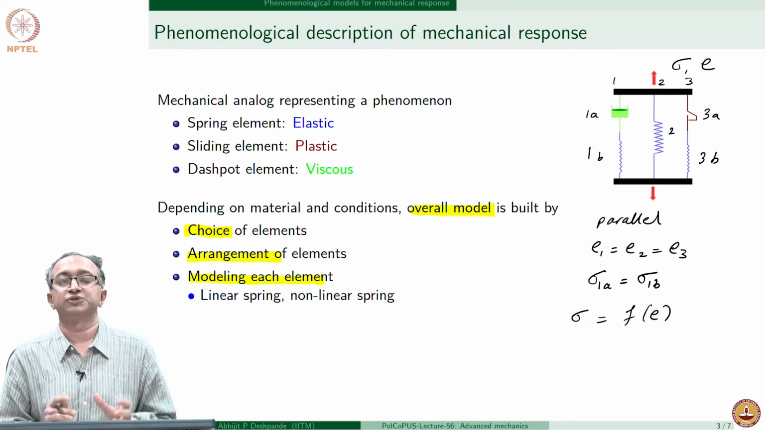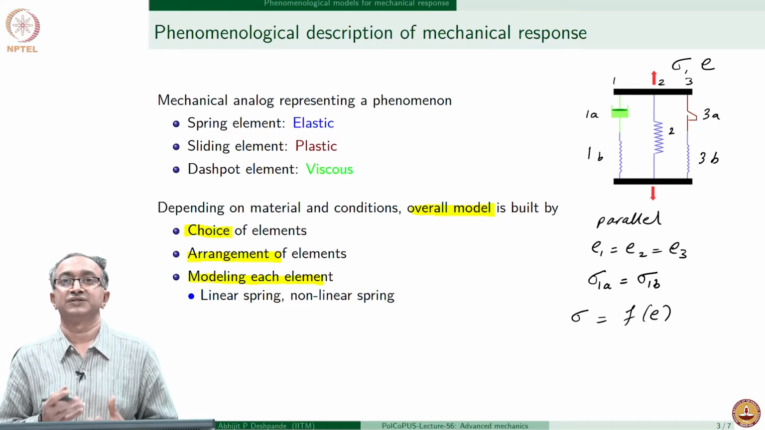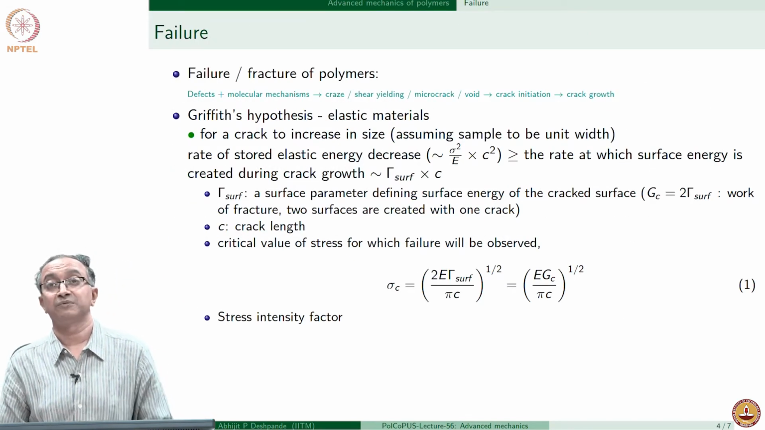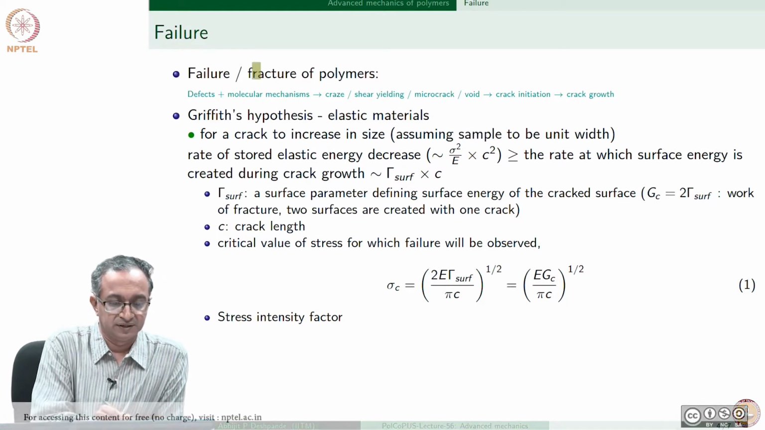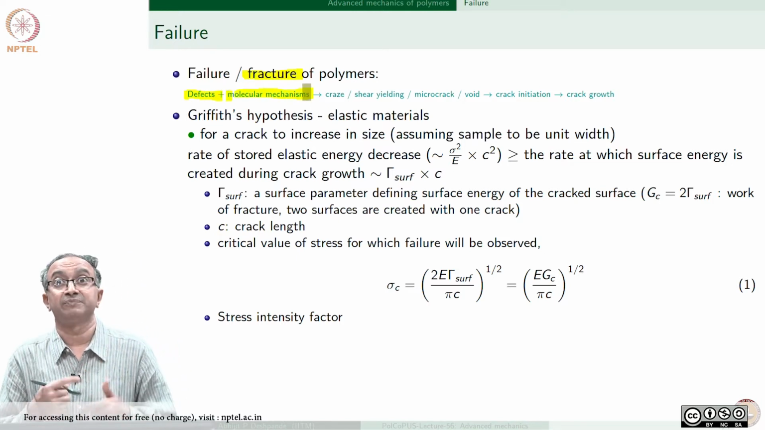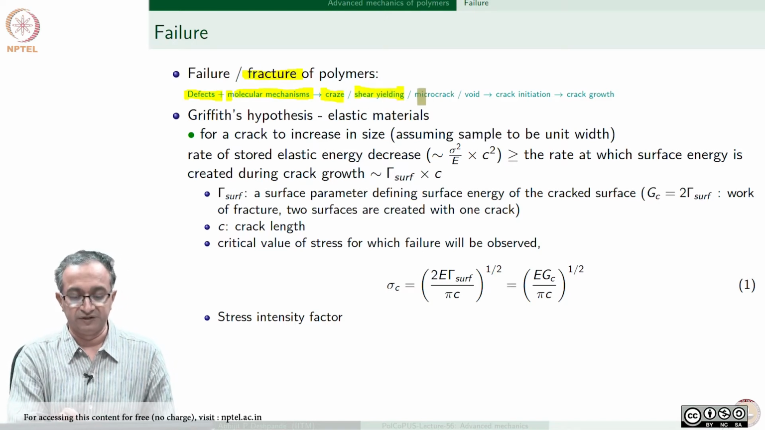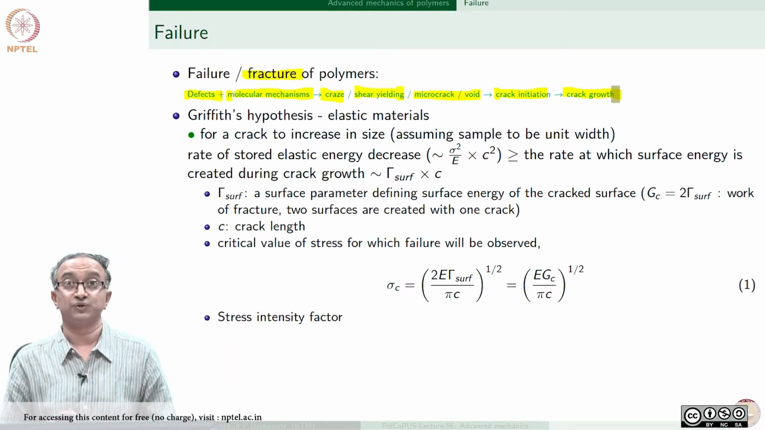So, this is as far as the overall description of mechanical response is concerned, which is related to deformation in the material and looking at stress and strain response, and stress as a function of time and strain as a function of time. Over and above this, there are two features which are very important from a practical point of view, related to failure of the materials. Fracture in polymers is a phenomenon which happens because there are already defects present in the material, and then we have several molecular mechanisms. Because of the deformation imposed on the material, we can have crazing and shear yielding, which lead to micro cracks and voids, and eventually to a macro crack, which can start growing and eventually lead to failure.